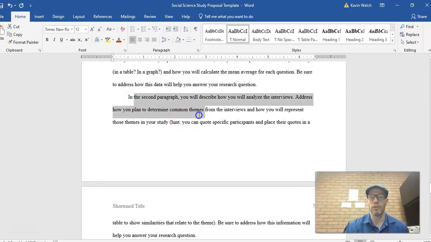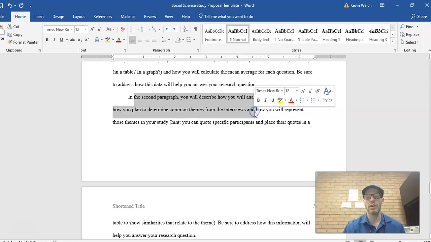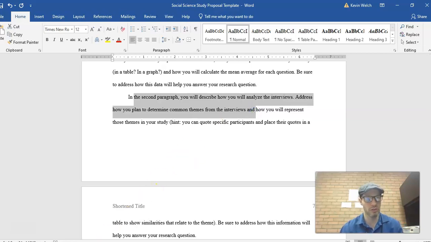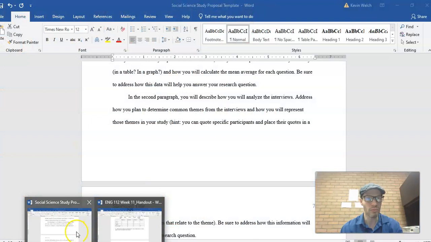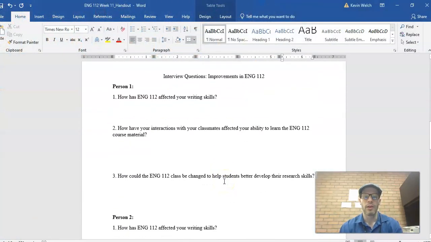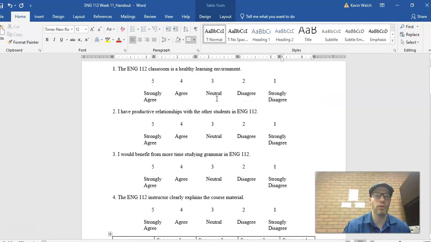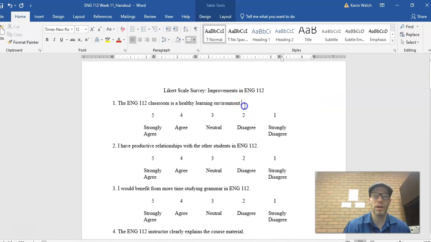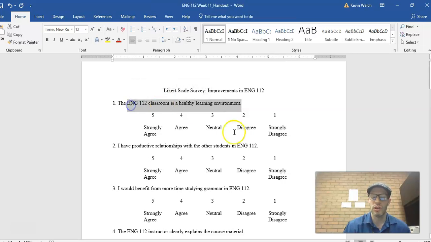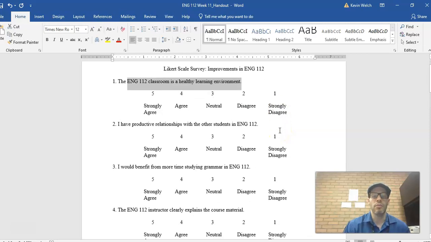In the second paragraph, you're going to describe how you will analyze the interviews. So let me show you an example again. Let me come back to here. So, and I'm still dealing with the same topic, how to improve English 112, right? And so I've written out questions that are open-ended. I should point out, by the way, notice again, the Likert scale statements, they were statements, not questions. They were simple. They were things that people can rate their preferences on, okay?